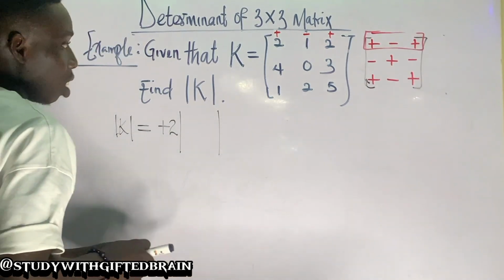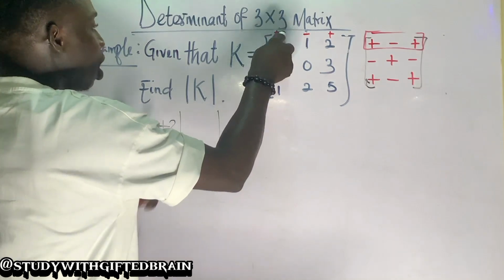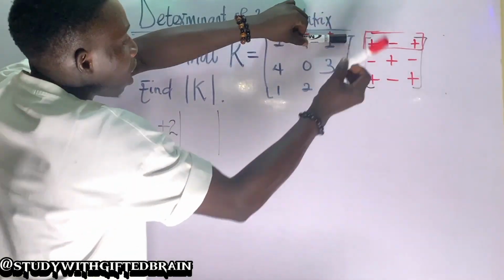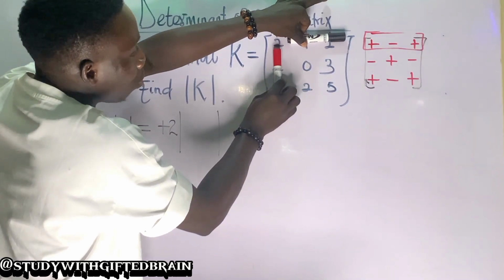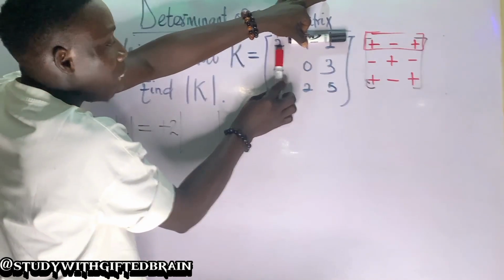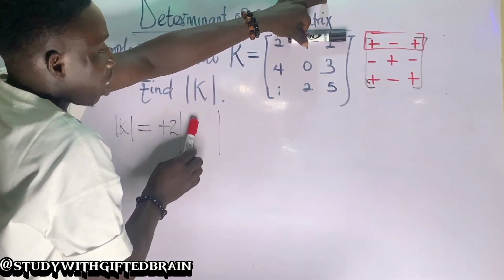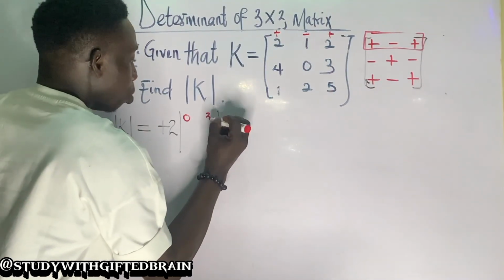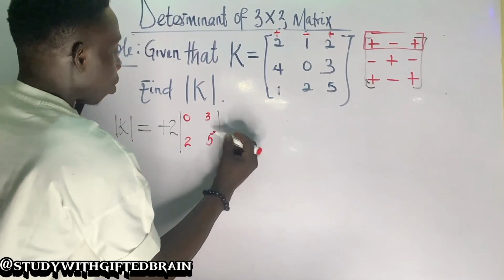Now look at something here. This is 2. Anything under this 2 and anything in front of it, you neglect. If I block the numbers in front of 2 and under 2, I am left with 0, 3, 2, and 5. So that's what you are going to put inside this bracket: 0, 3, 2, and 5.